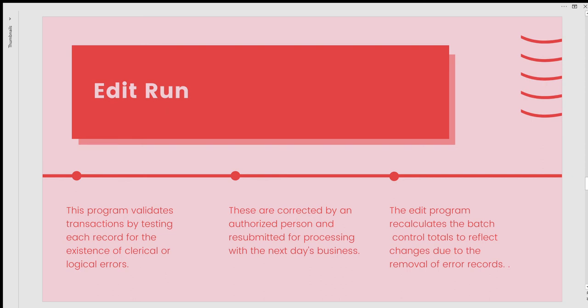Itong edit run naman, ayan yung pag-validate ng mga transaction to see if may errors ba. Ginagamitan niya ng iba't ibang test like field check, limit test, range test, etc. Like yung mga na-mention ko sa last na report. If maalala nyo in the previous chapters, sabi na yung detected errors are inaalis at nilalagay sa separate error file. After nyan, i-correct yan ng authorized person at i-submit ulit for processing. Itong edit program, dire-recalculate niya yung batch control totals para ma-adjust kasi natanggal na yung mga errors.